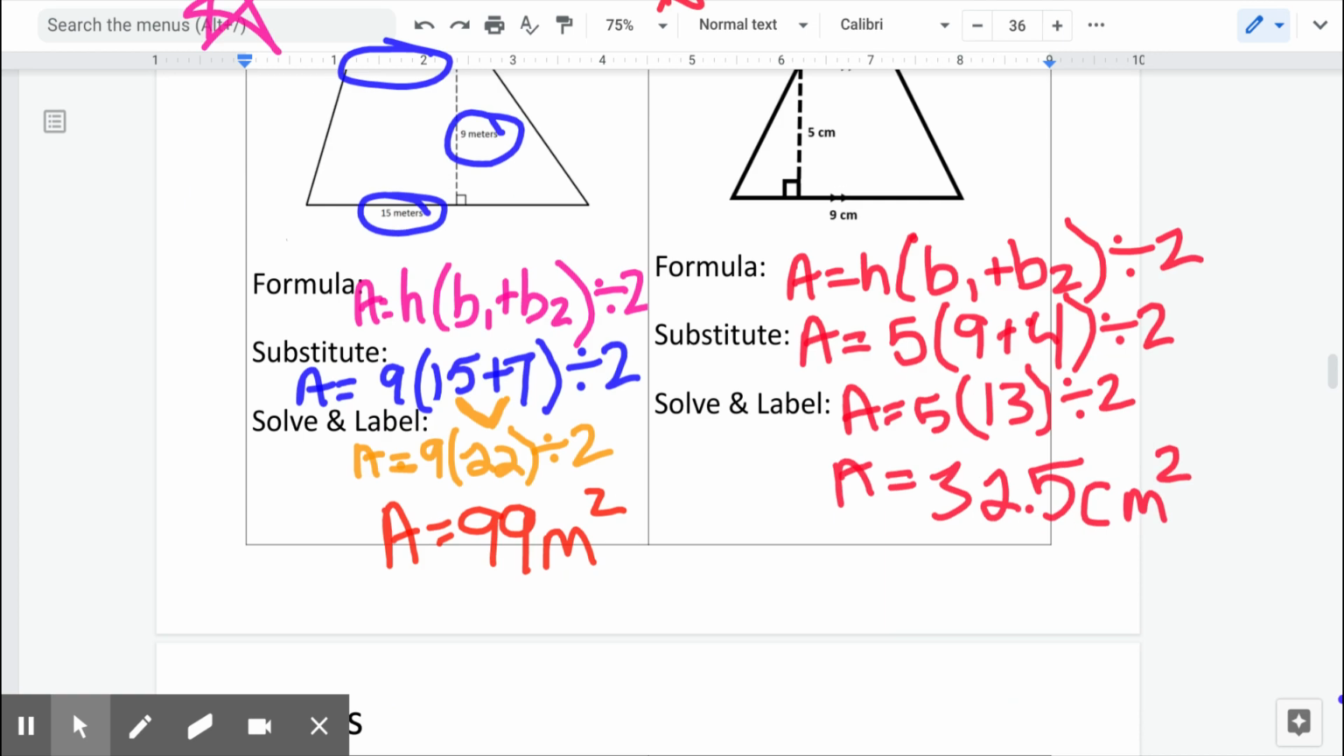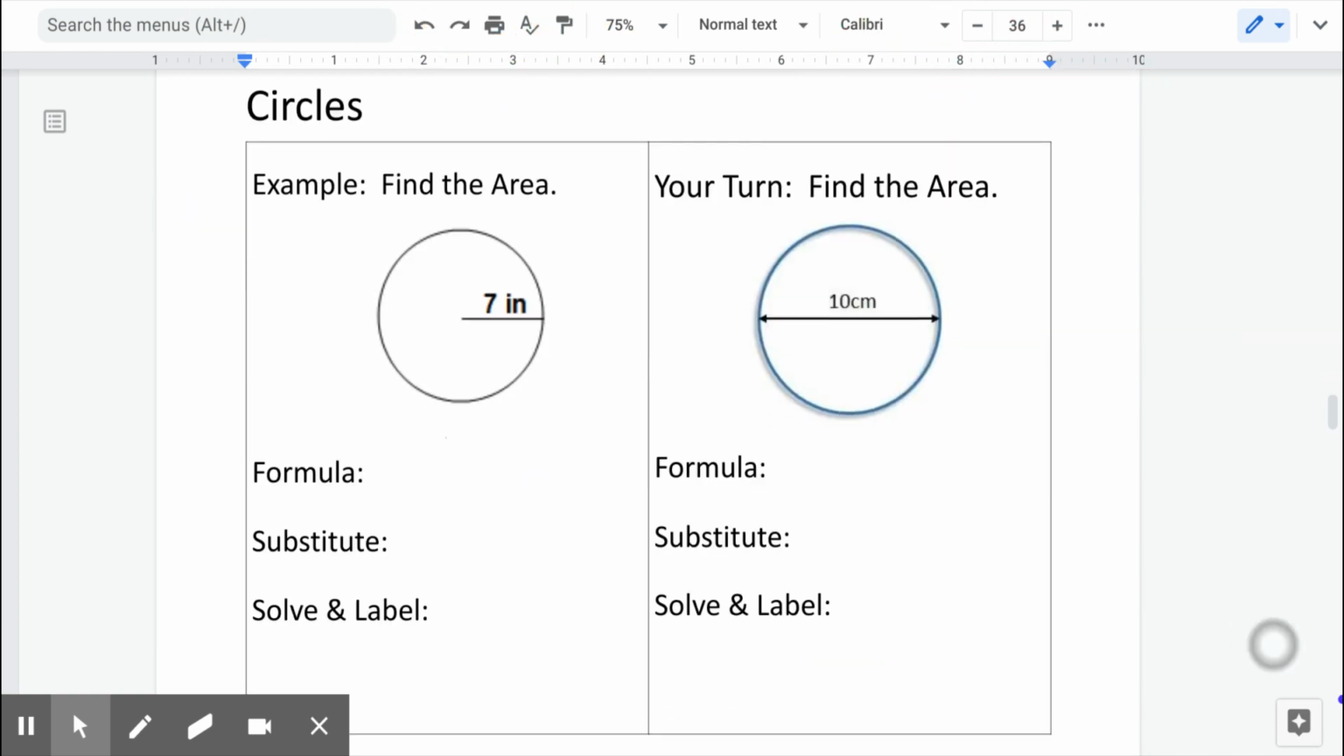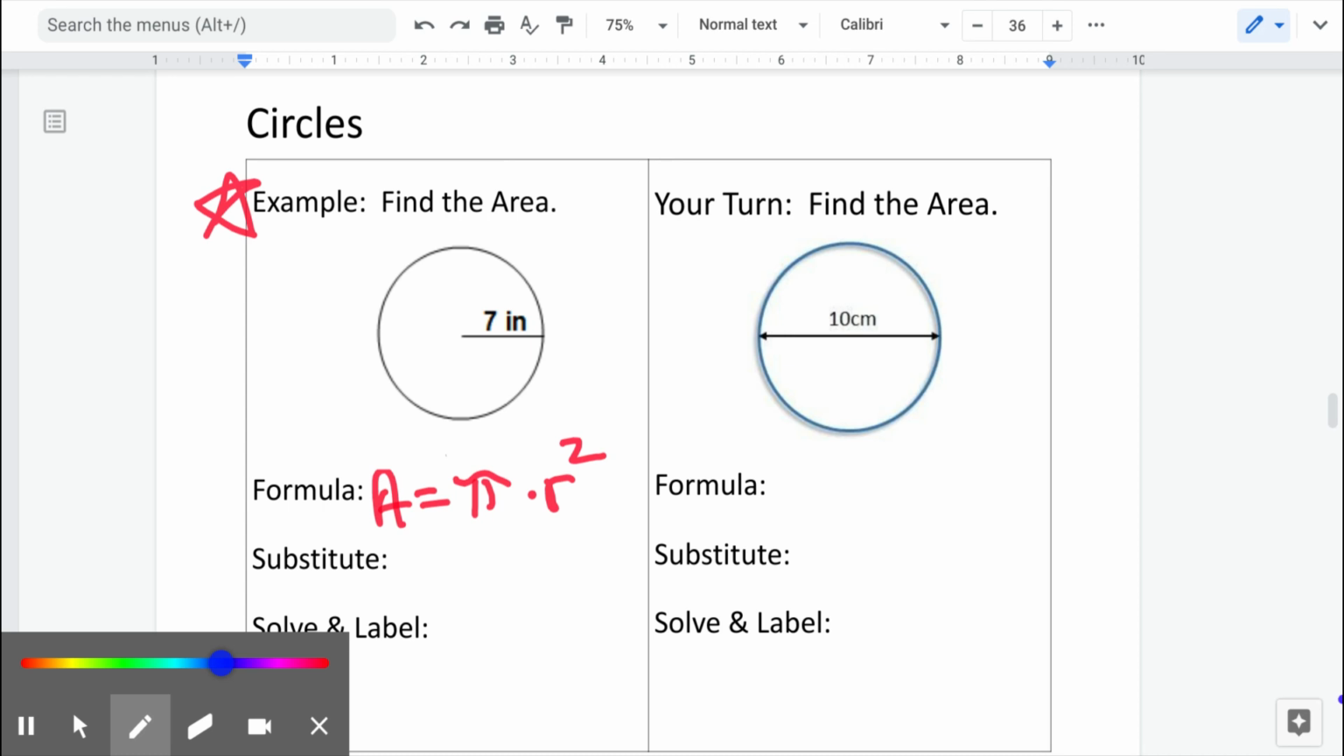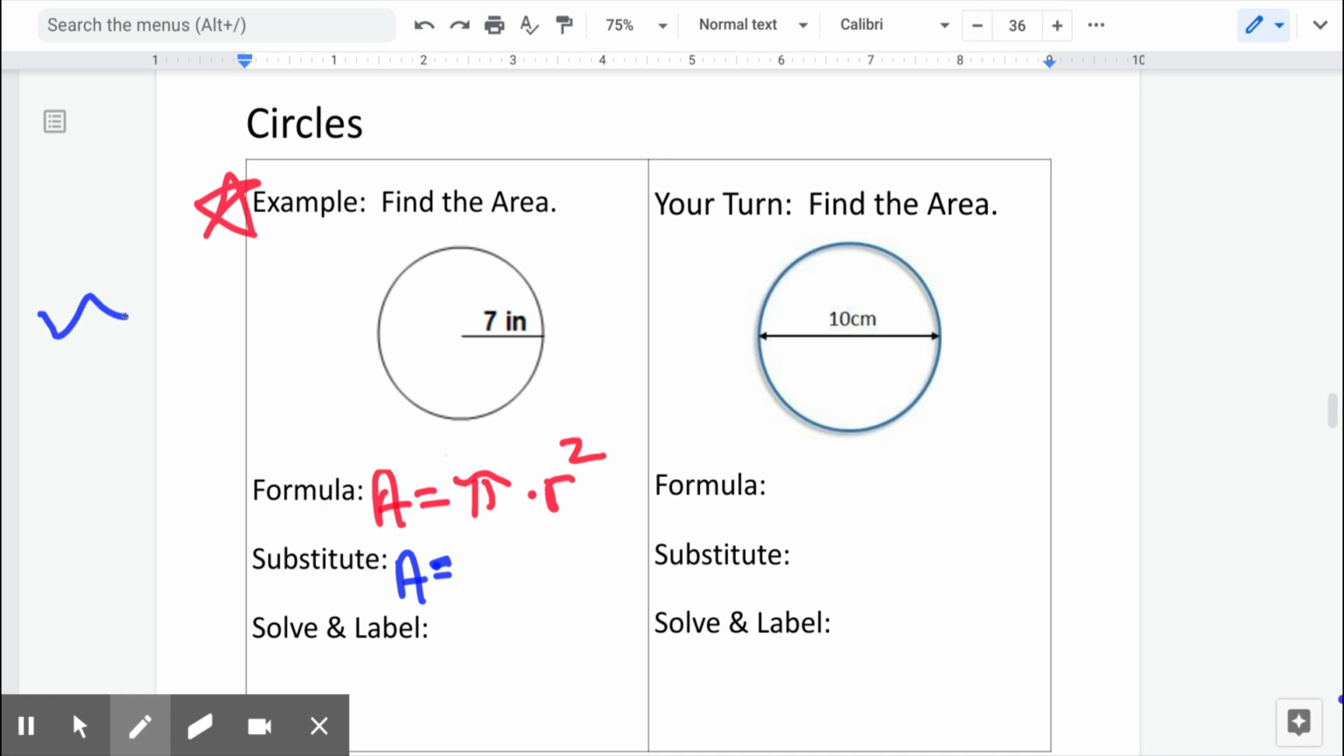Right, next we are going to move on to circles. As you can see, guys, the setup's the same. The only thing that changes is the formula you're using. So we're going to start with our example here. The formula for circles, if we look on our handout, says area equals pi times a radius squared. Now I can substitute in the information I know. Substitution, we have area equals, we learned last year that pi is really the number 3.14.